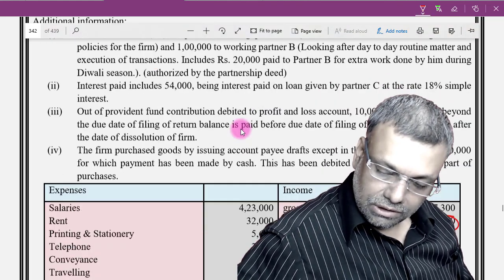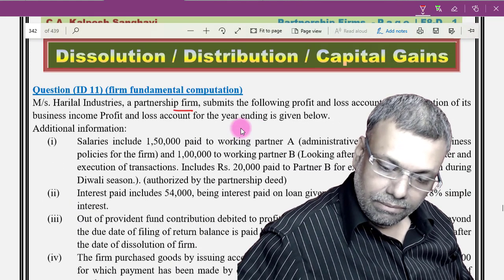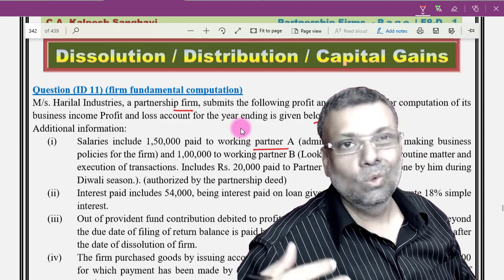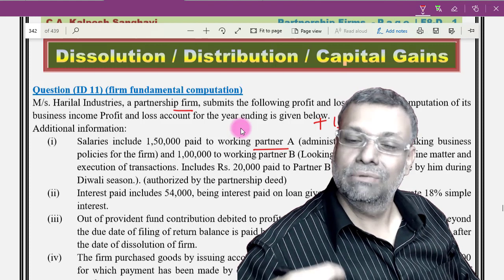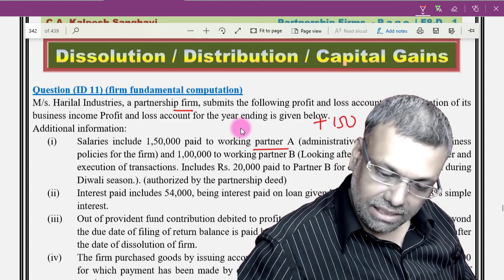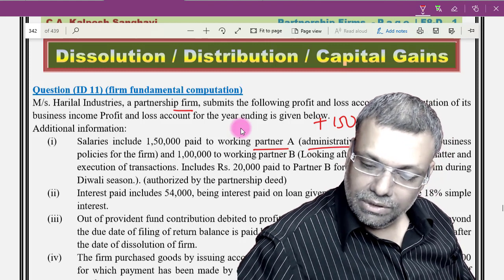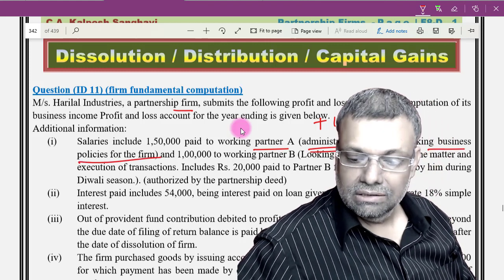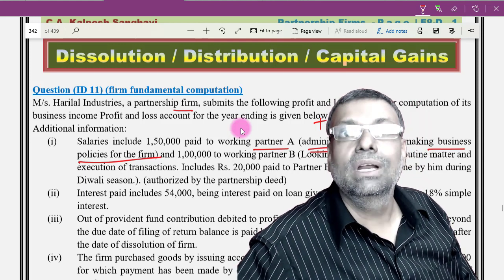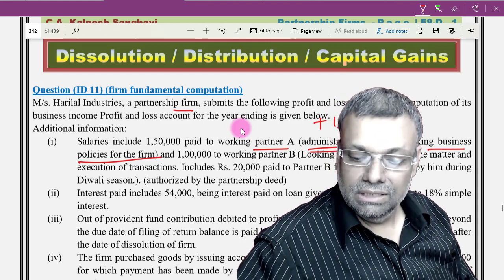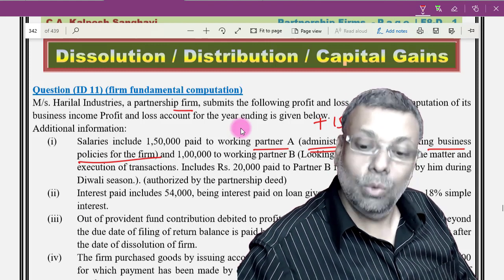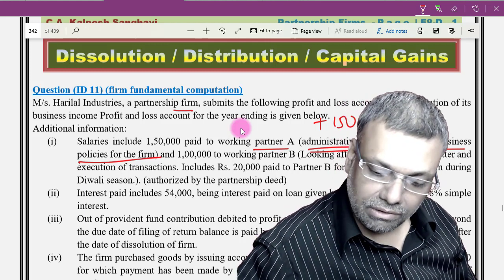Salaries include, so this particular salaries is already including 150 paid to working partner A. So first of all, add 150. Total remuneration, total interest. But the good habit is first of all add everything and thereafter think about deduction. Administrative head, now he is doing administrative work for making business policies. Because see everywhere for section 40B, working partner, that way. So these are the indications given to you that even administrative work as a head of some department, he is a working partner. So he takes this particular 150 addition.